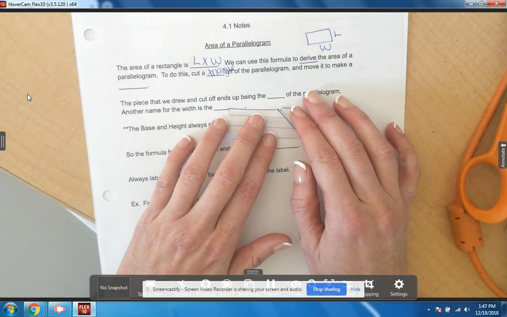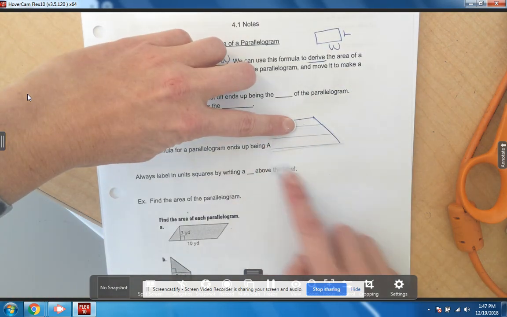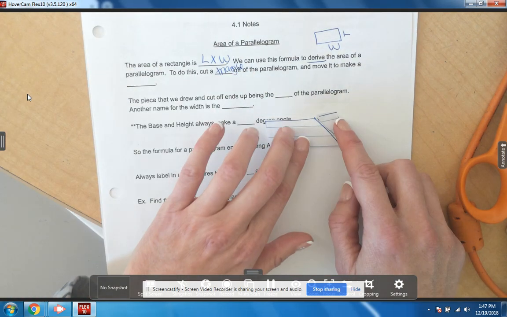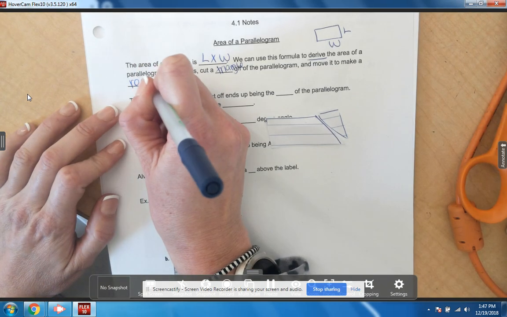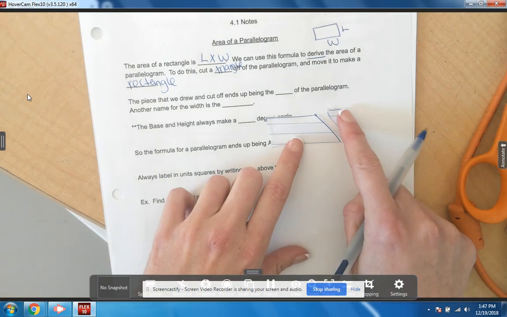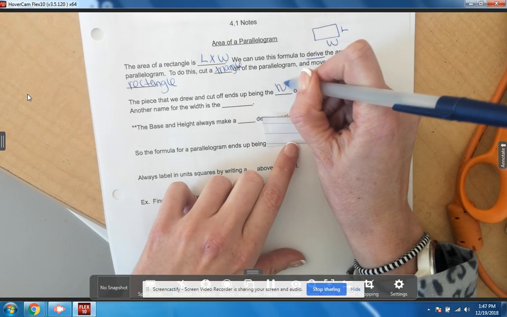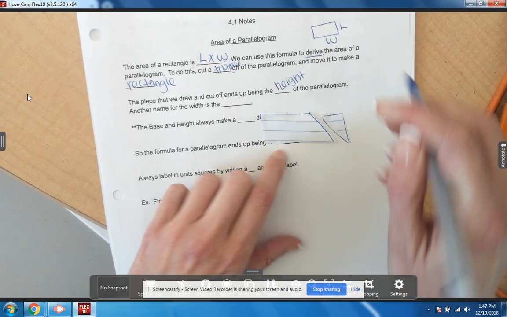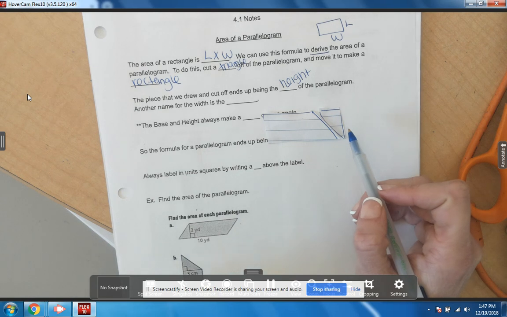So all I did was, it looked like this originally. Okay, I cut off this piece. I'm sliding it over to the right. Now what do I have? A rectangle. So you move it to make a rectangle. The piece that we drew and cut off ends up being the height of the parallelogram. Okay, so this line that this cut off here, this ends up becoming the height of the parallelogram.